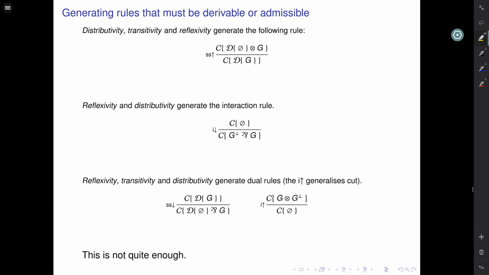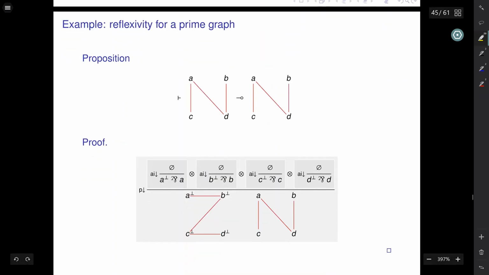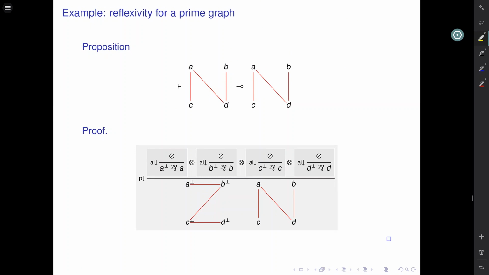There was a nice candidate. It seems to generalize multiplicative linear logic nicely to graphs. But there's something missing. So for example, what happens if we want to prove that a prime graph implies itself? So we have N implies N. How are we going to do this? Well, what we do is, of course, we're going to have to dualize one of the N shapes. So this is the dualization of the N.